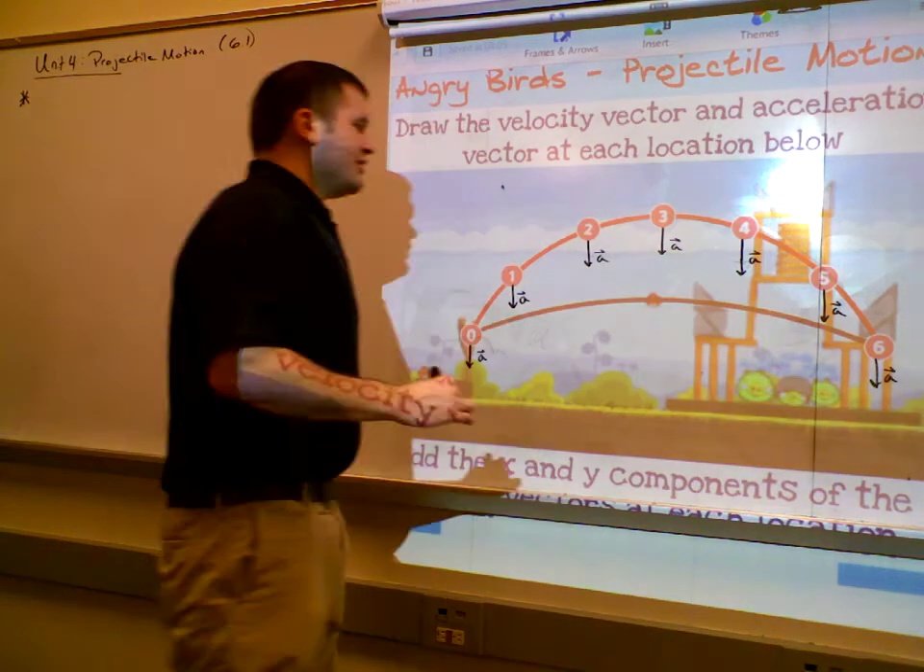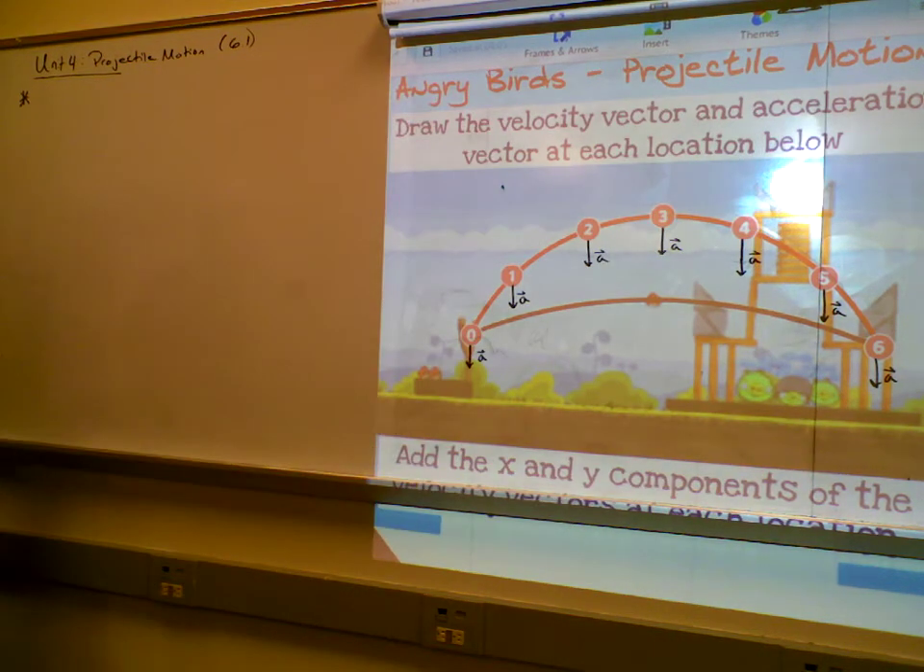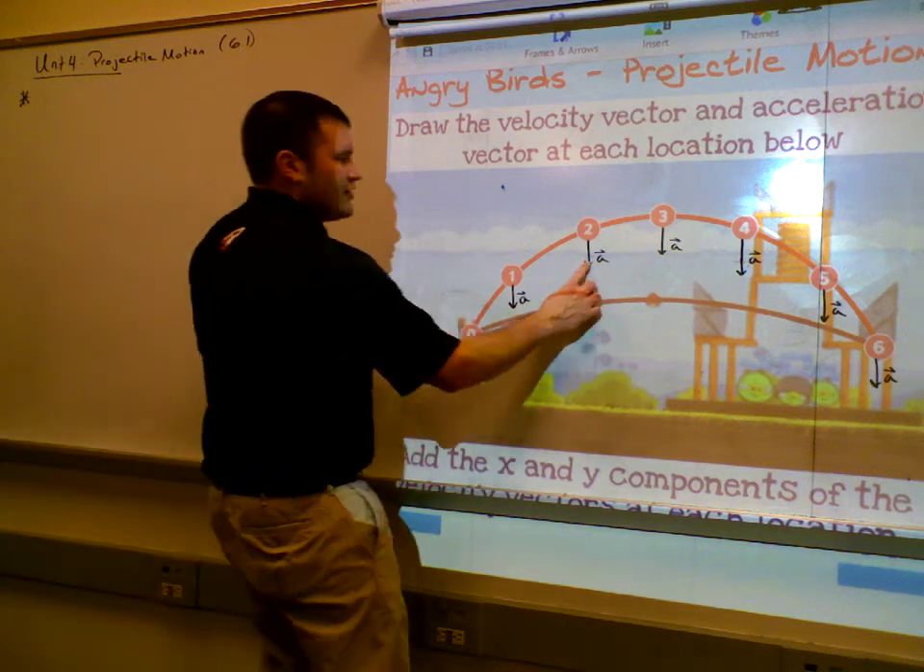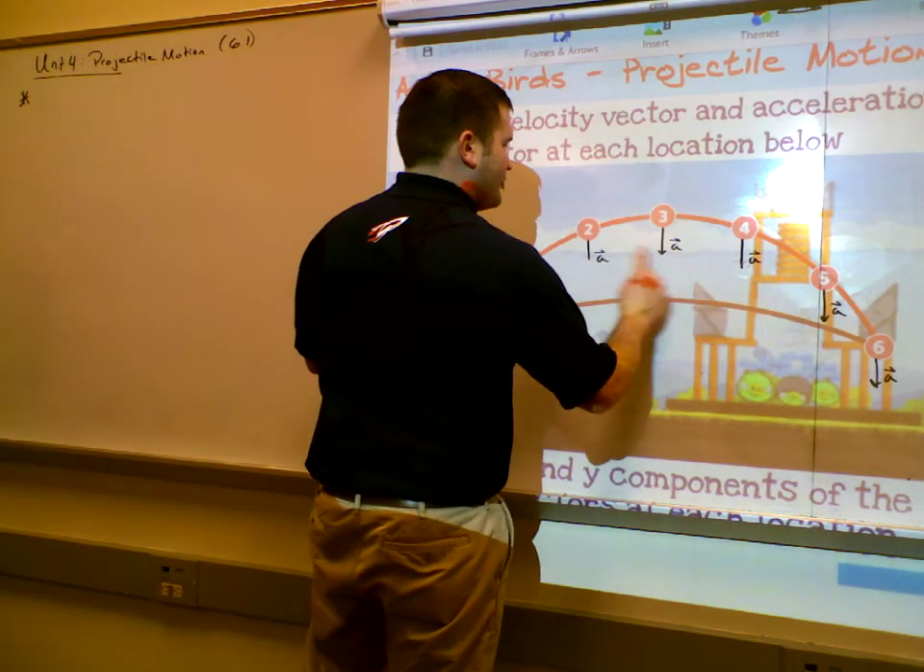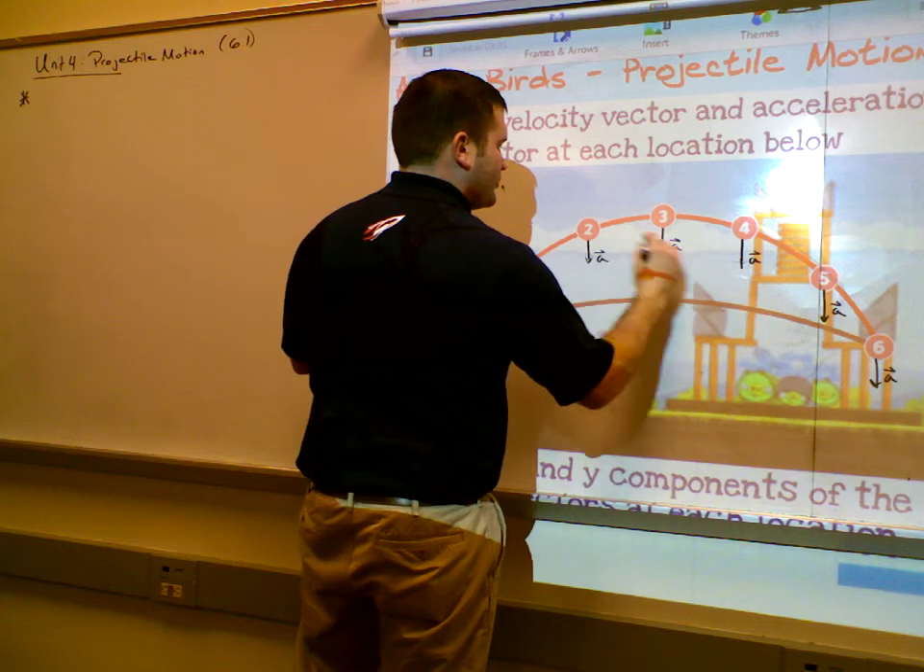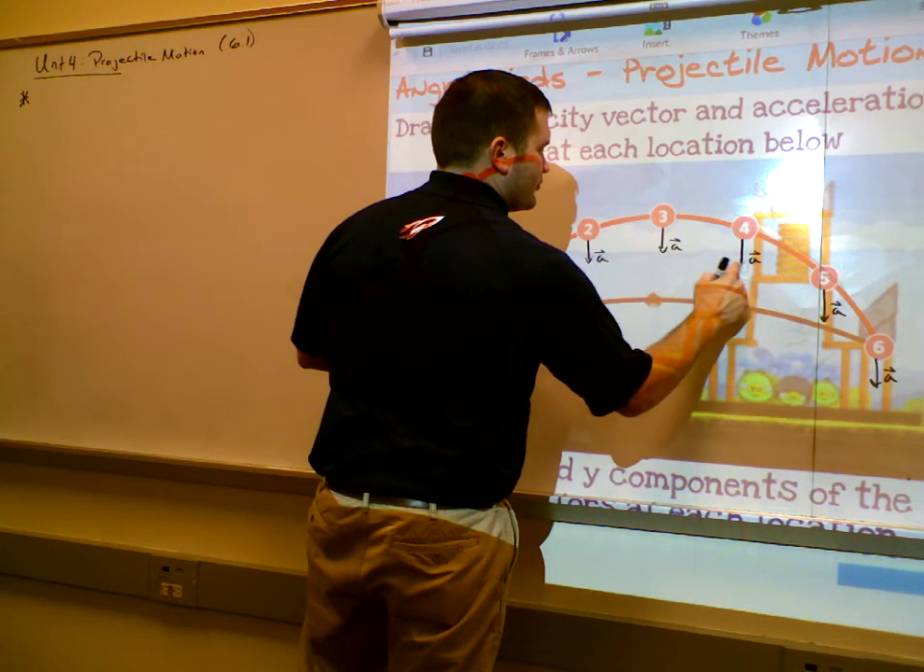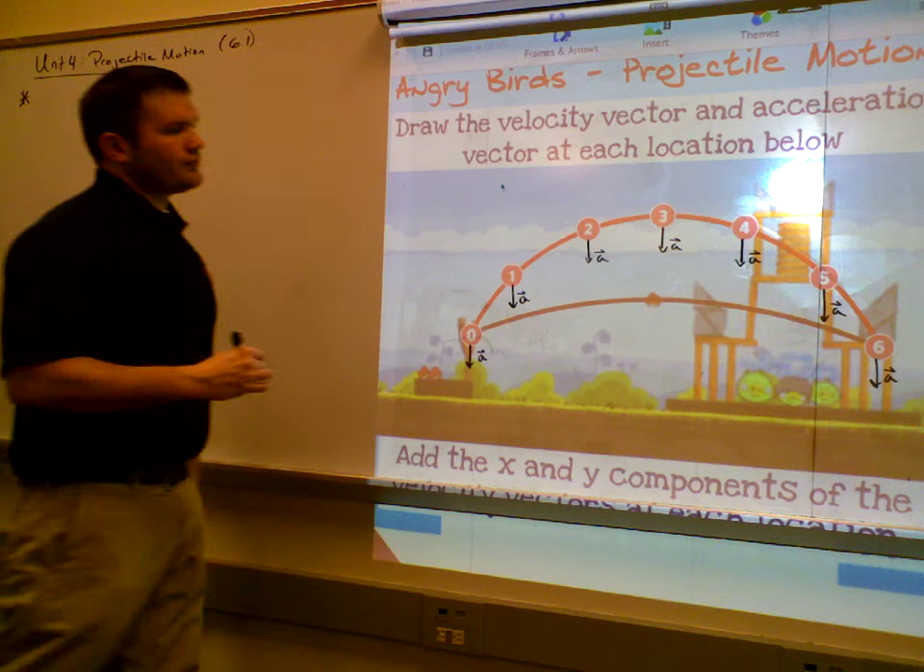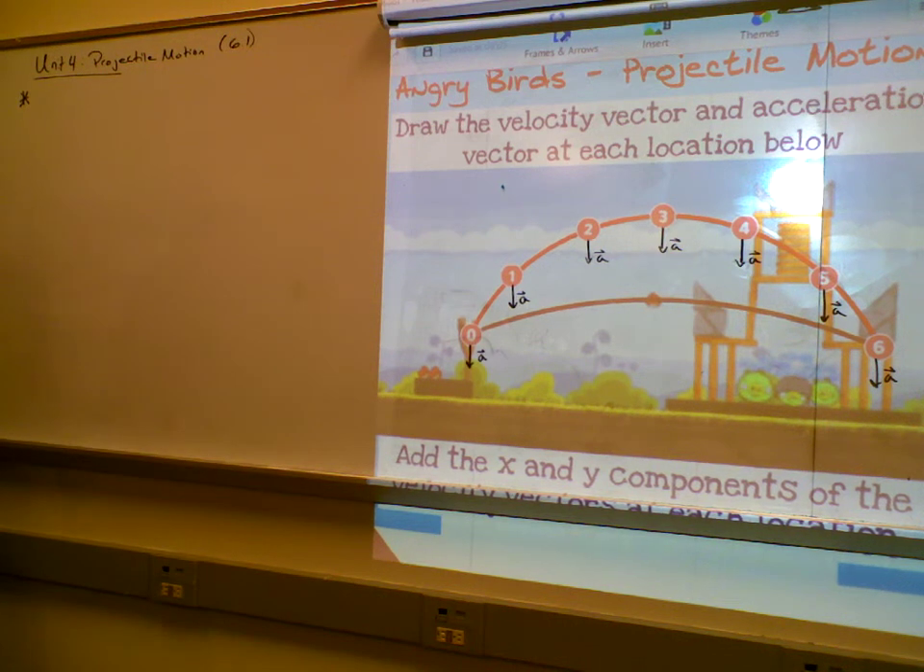All of these vectors should be the same length. So those acceleration vectors should all be the same length. I don't think they are. It's okay, Rex. We understand. 4 is way too long. There you go. All right. Does that make sense, guys? Because the whole way this object, this Angry Bird, is experiencing the same acceleration.